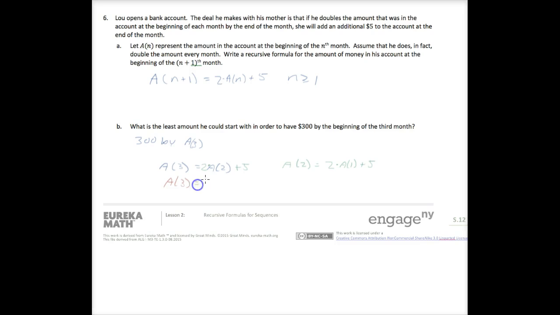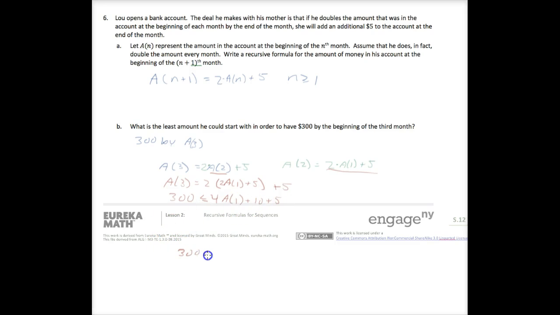So A3 is going to be twice A2, and A2 is twice A1 plus 5. So I put in all of this right here for this A2, and so I still have to add this plus 5. So what we get is, and we want this to be $300, so 300 is the least he can have in there, and then if we distribute, we get 4A1 plus 10 plus 5.